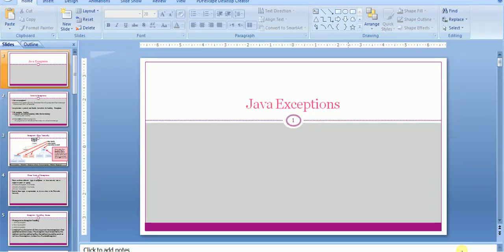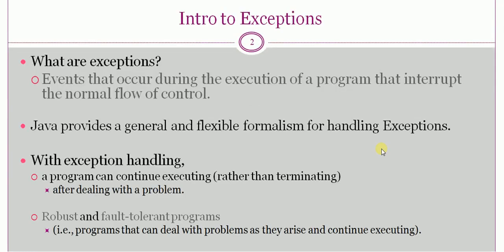Today we'll talk about exceptions in Java, as you have seen in those slides that are uploaded in the UVT. Now what is an exception? An exception is an event that occurs during the execution of a program that interrupts the normal flow of control.